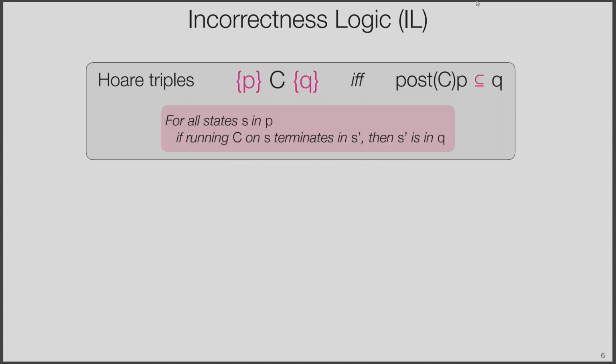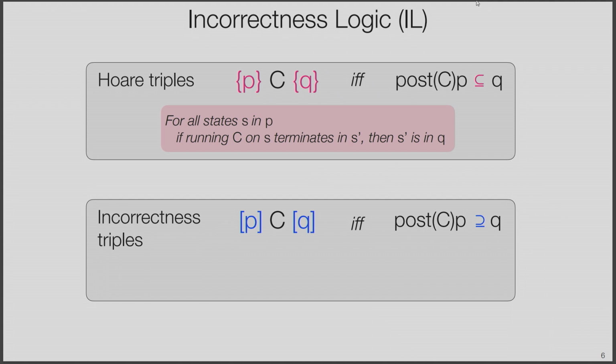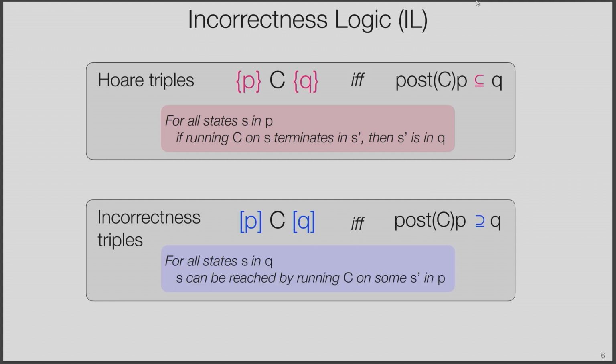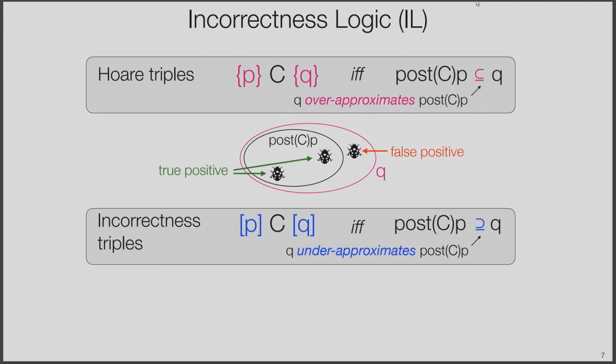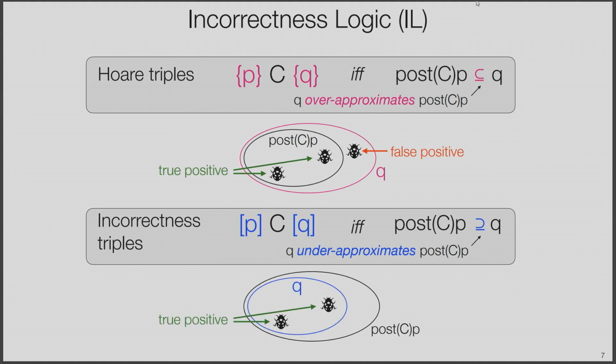Right, so remember the Hoare triples? You saw the over-approximate set. So very straightforwardly, the problem I said here is that Q is bigger than the set of possible behaviors, right? So let's take that and flip the subset inclusion, and this time we will under-approximate the set of possible program behaviors. And since I flipped the direction of subset inclusion, let me also just write it in a different style with these square brackets. Now this time, this incorrectness triple says that every state in Q, every post state in Q, is reachable by running C over some pre-state S prime. So you can see that Q is under-approximating the set of possible program behaviors because of this flipped direction of subset inclusion.